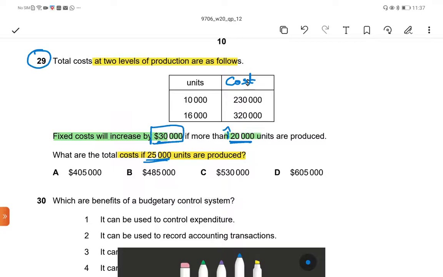So what do we have to do here? First, we calculate the fixed cost and variable cost, then apply them to the equation. For 10,000 units and 16,000 units, the fixed cost will be the same. Only the variable cost will change. Fixed cost will not change. To produce 10,000 units the cost is 230,000, while for 16,000 units it is 320,000. So the extra cost of producing the extra 6,000 units will be our variable cost.